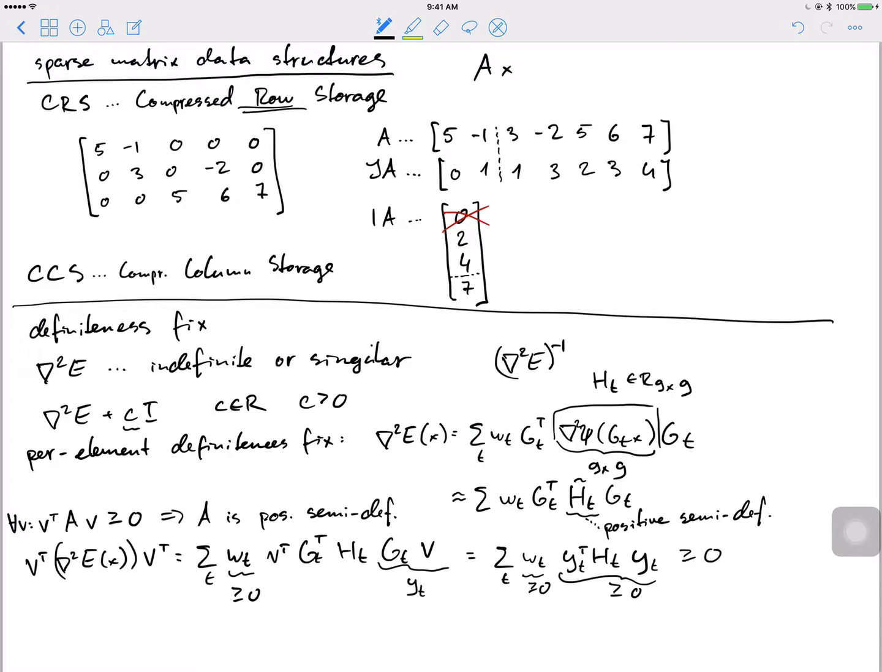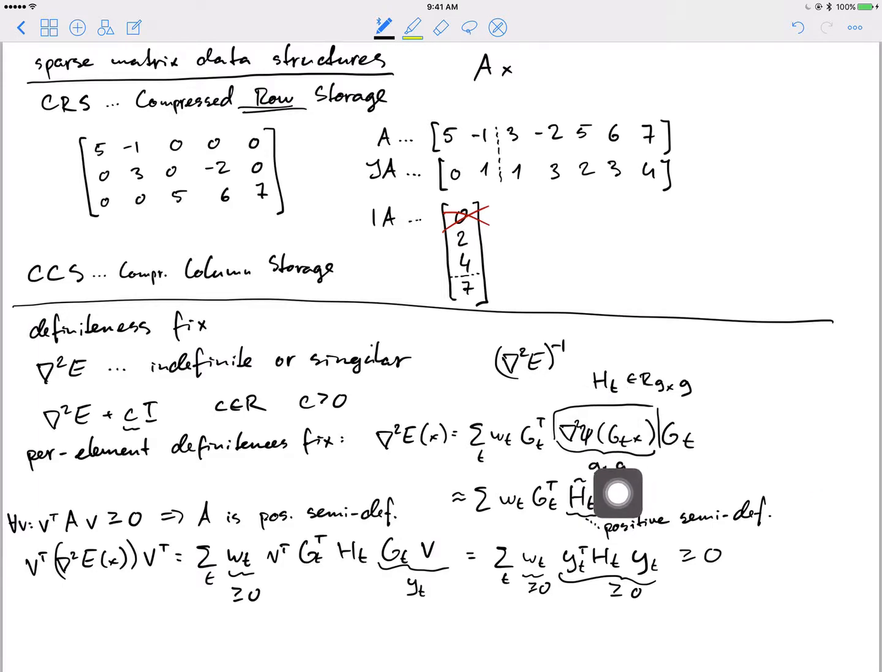And the good thing about this is that now you are not penalizing the good guys, the undeformed elements. They are not being changed at all. You are only applying the definiteness fix where it was necessary, only for the elements which happen to give you the indefinite Hessian, the per-element Hessian.